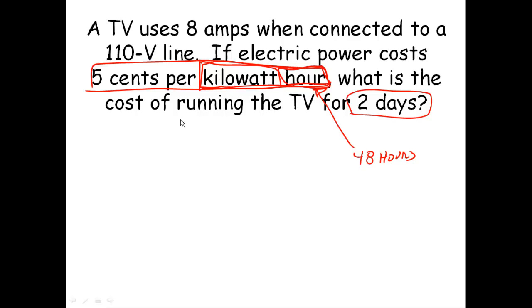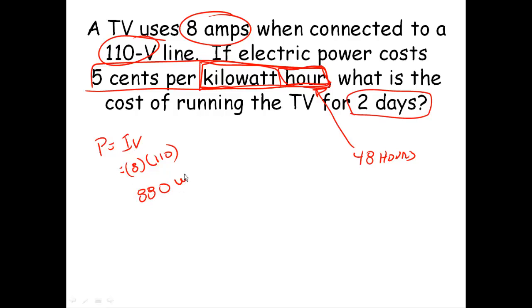In kilowatts, well, we know how to find the power. It's current times voltage, which gives us watts. So we'll have to convert that to kilowatts. And let's figure this out, what we have. The current is 8 amps. There it is. It uses 8 amps when connected to a 110 volt line. 110 volts would be 880 watts, which is the same as saying 0.88 kilowatts.